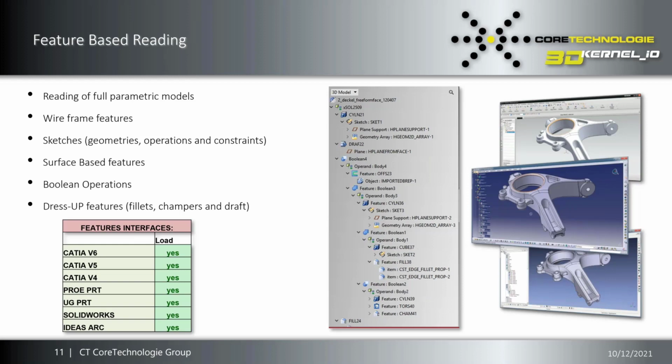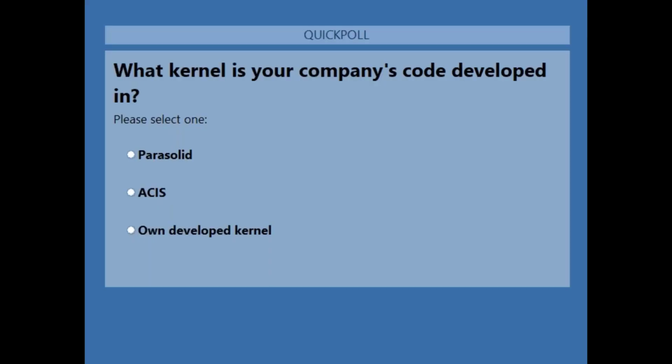So I'd like to actually have a poll question come up here. Thank you, David. Attendees, please let us know, what kernel is your company's code developed in? Parasolid, ACES, or own developed kernel?